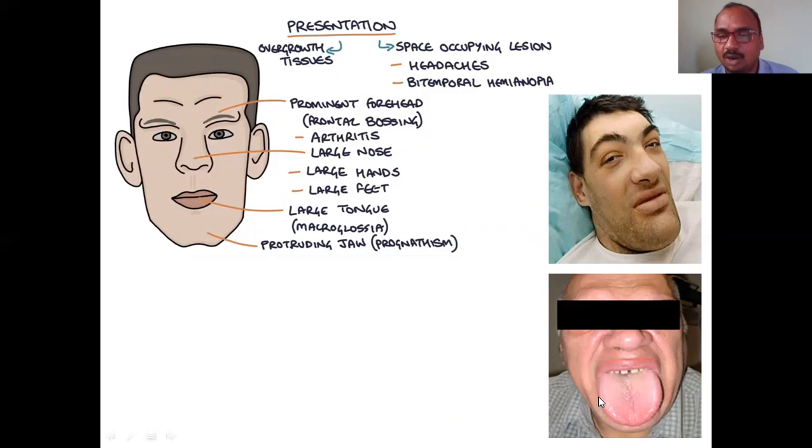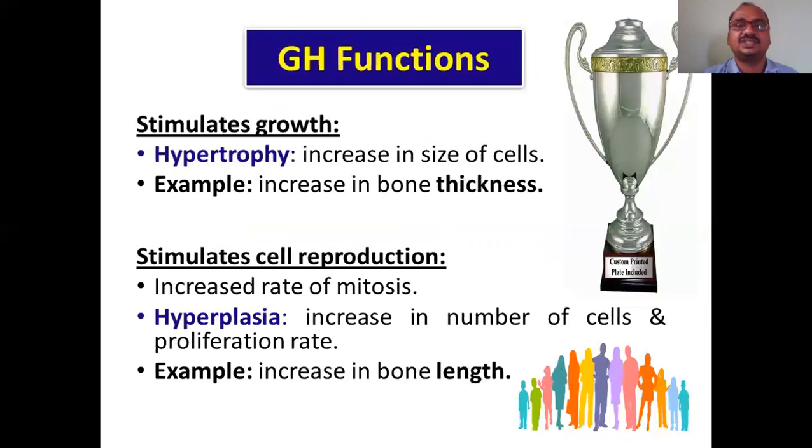See, this tongue, see how very big it is. This is due to excess of the growth hormone. Acromegaly, after 18 years. Okay, large tongue. And prognathism, that is not much important. Lips and all, you can see the features in the diagram.